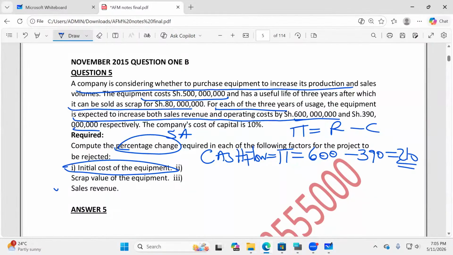Just try, scribble something. Even if you don't get it, so what? So long as you try, identify your cash flows.